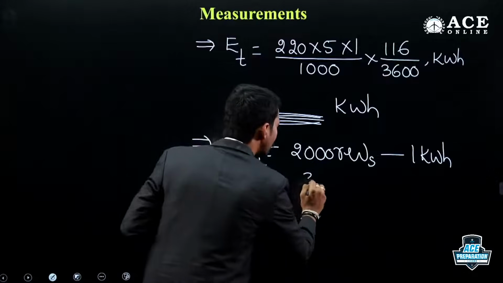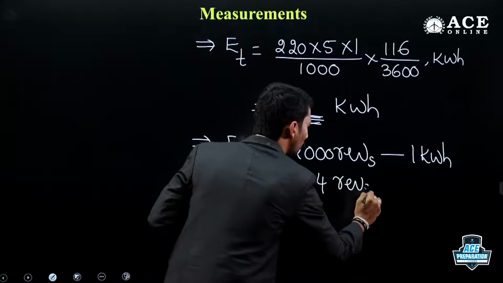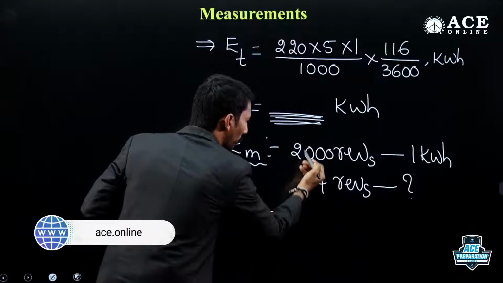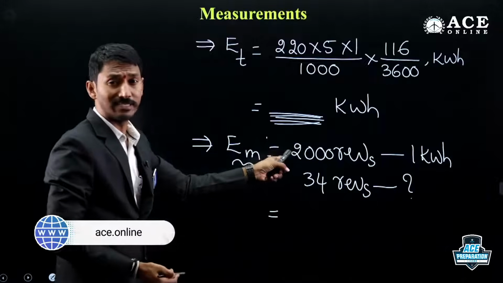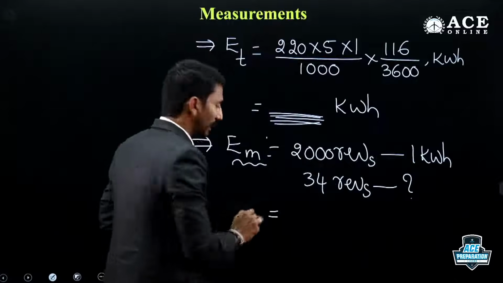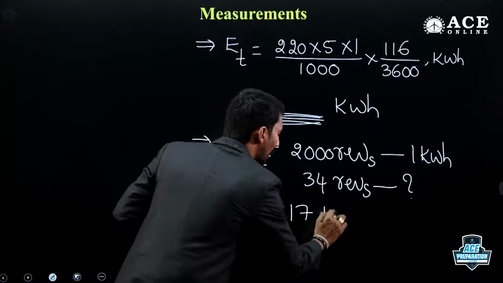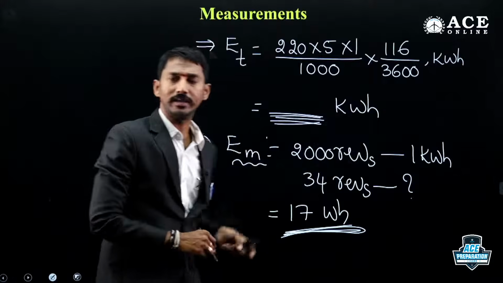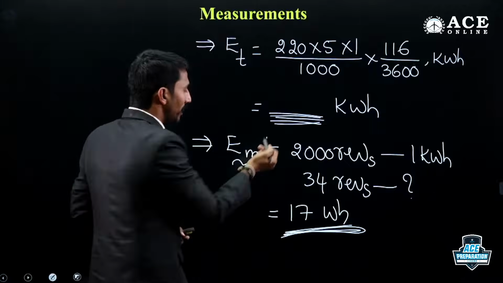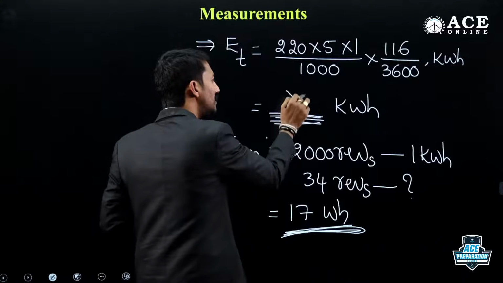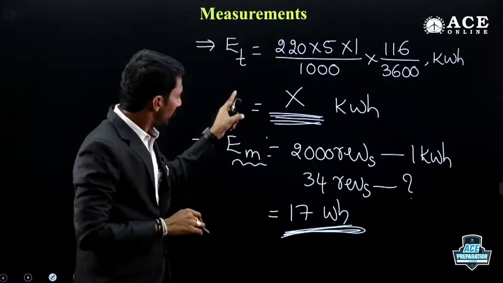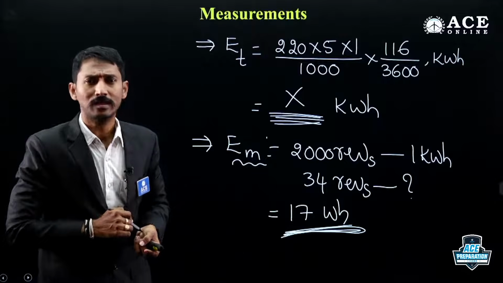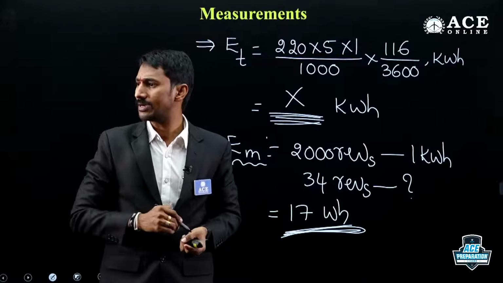But how many revolutions did we observe in this condition? 34. So 34 revolutions give dash. Very simple. 34 by 2000 means simply 17,000 and 1 kilo will be cancelled. So 17 watt hours, because 3 zeros and 1 kilo will be cancelled. Sir, assume you are getting some x value, we are not interested in that. If I take Em minus Et like this, are we getting the correct value or not? Try to respond. I'll watch your answers.